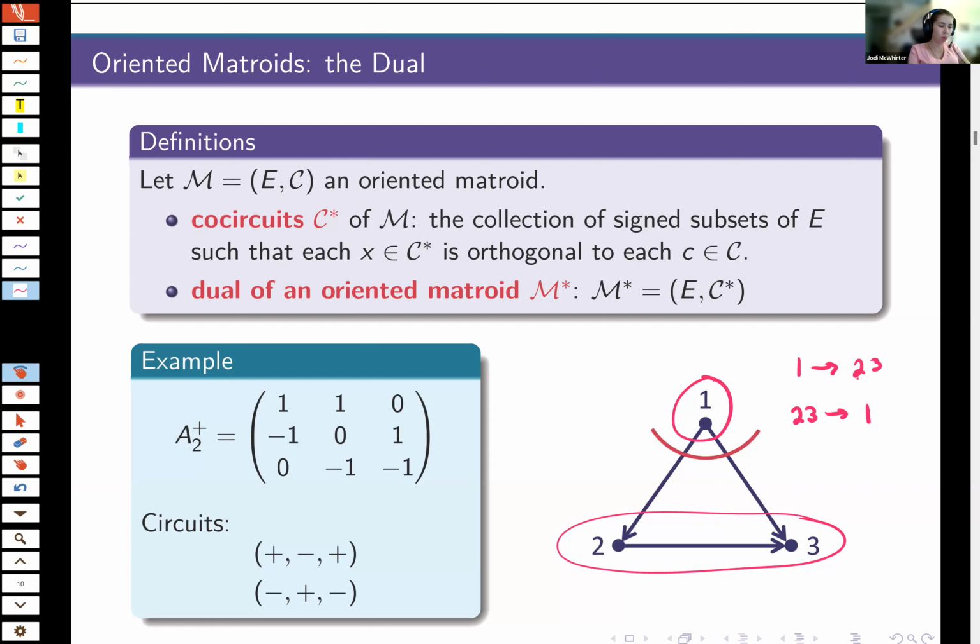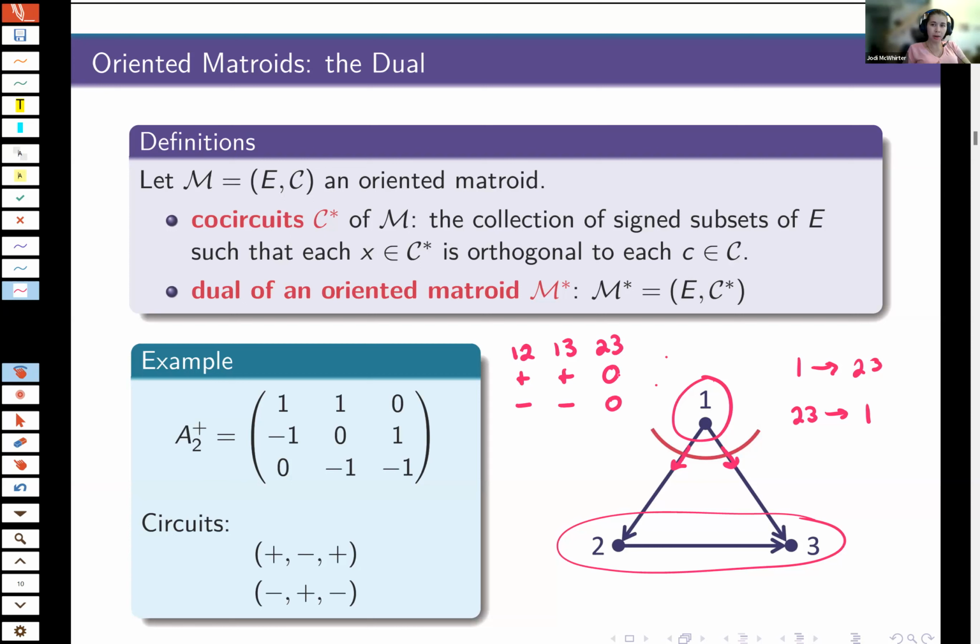So the set 1 going into the set 2, 3, well, I'm going along both of these edges. So again, if I'm thinking of 1, 2, 1, 3, and 2, 3 as my ordering, I've gone along the edge 1, 2, I've gone along the edge 1, 3, and the edge 2, 3 is not included at all. And I can go the opposite direction, and then I basically just flip those signs.